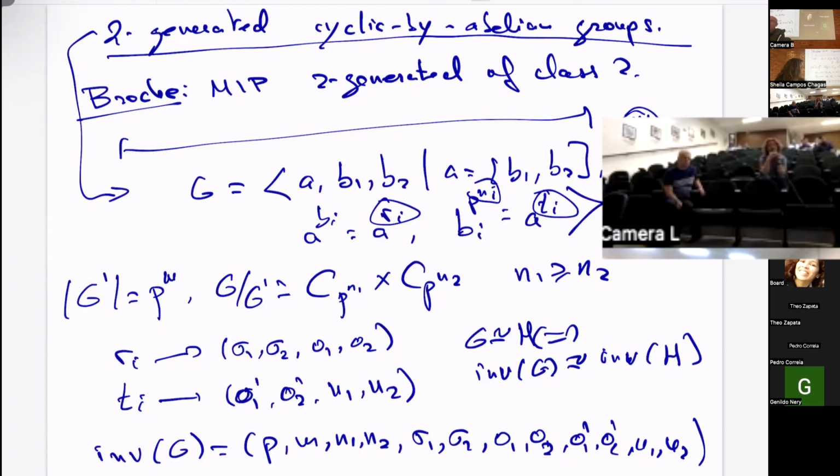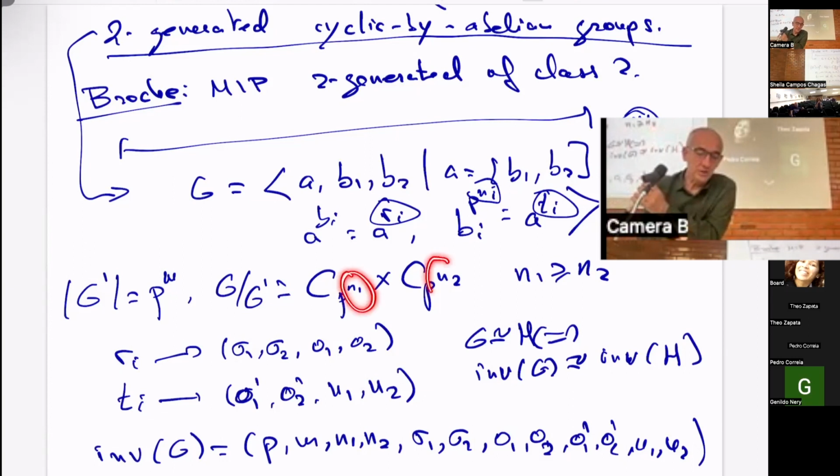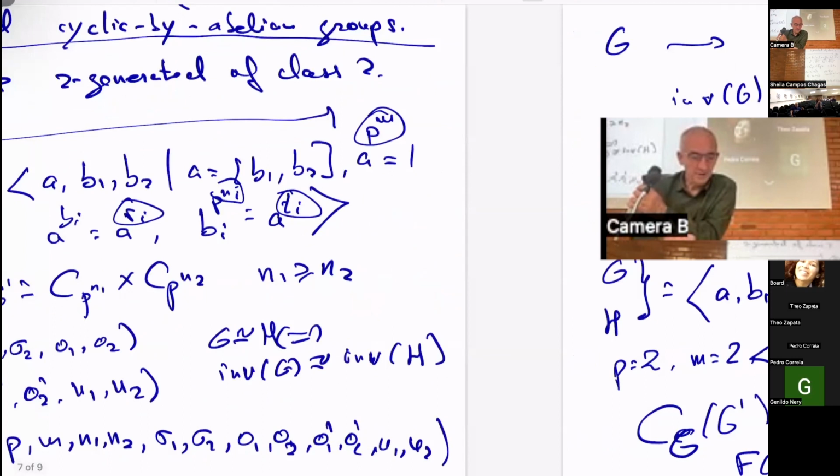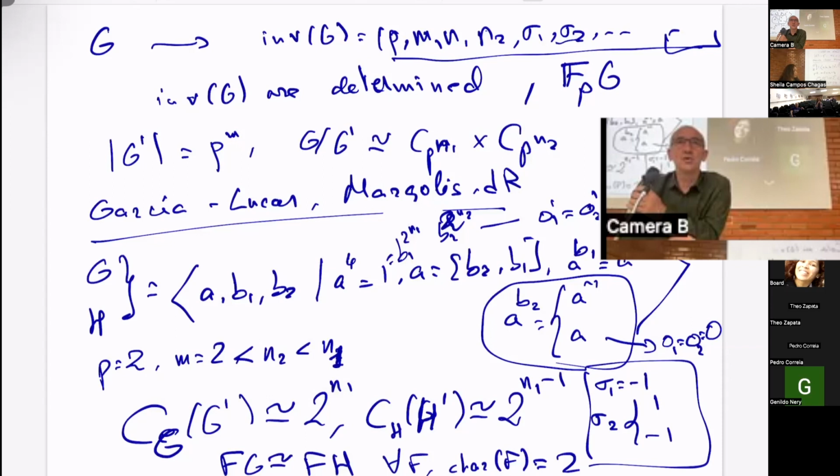What do you mean it's infinite? Because there are two of them. You said it's 2 to the 8, no? No. Observe that there are two invariants here, N1 and N2, and the only condition is that N1 is strictly larger than N2 and M is exactly 2. Ah, okay. And N2 is also free, so this is an infinite family of examples. Ah, maybe it answers my question.